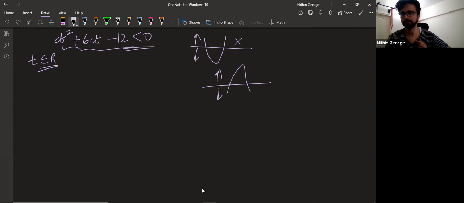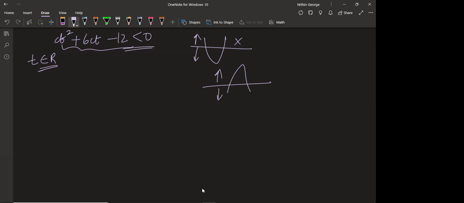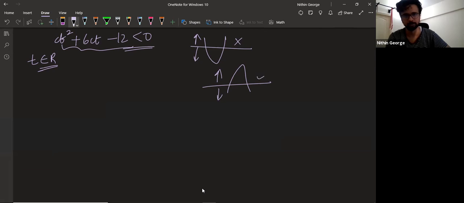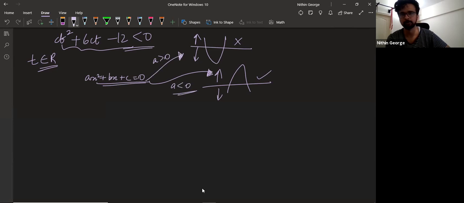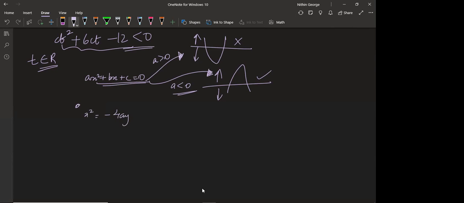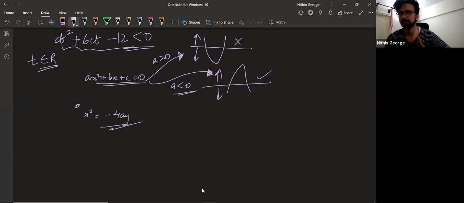The first one extends to infinity upwards, while this one extends to minus infinity downwards, so this is possible. If you have some ax squared plus bx plus c, the quadratic is like this. What is the difference between these two quadratics? Here you can say that a is greater than 0, and here you'll say that a is less than 0. So this is a downward facing parabola. Or think of it this way: x squared equal to minus 4ay. This is what it looks like, a downward facing parabola.